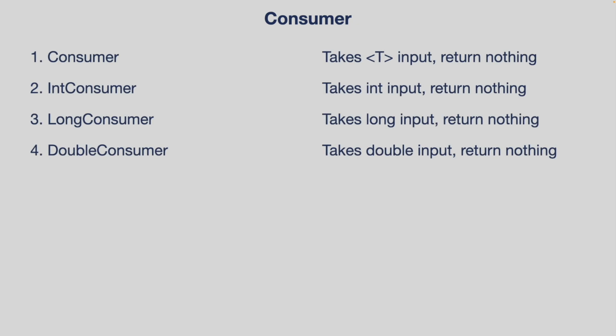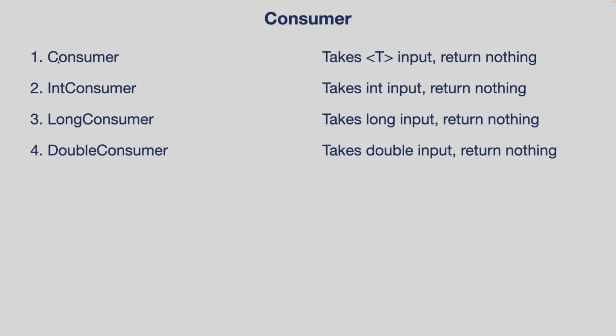So the next is the consumer. There are two types of consumer. The first is the consumer that takes only one input, and for that kind of consumer there are four types: one is Consumer, second is IntConsumer, third is LongConsumer, and fourth is DoubleConsumer.